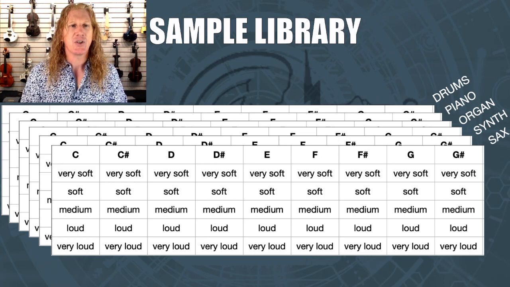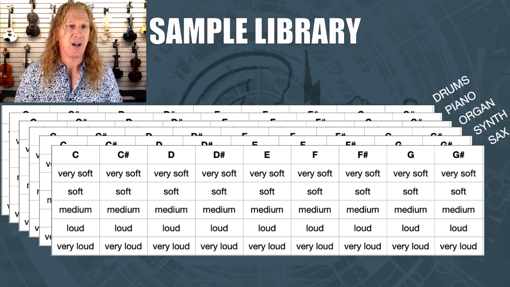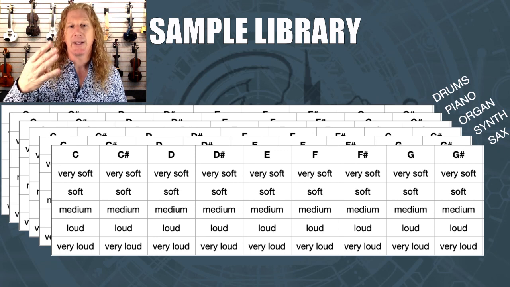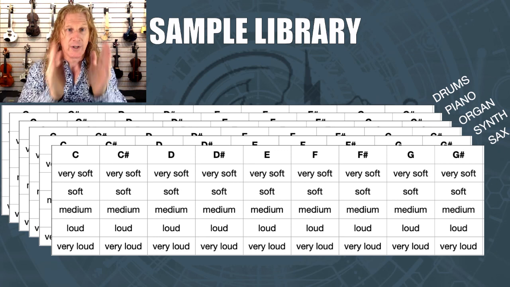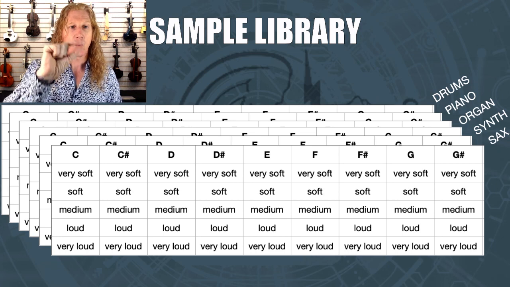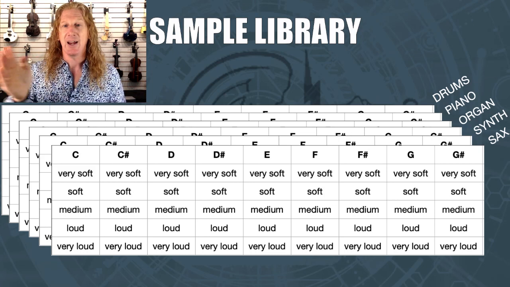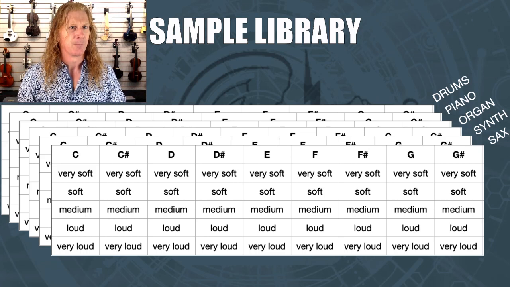We say, listen, I want you to play a middle C. I want you to play it 5 times. Play it very soft, play it medium, play it loud, play it very loud. I'm going to record each of those 5, and then each one of those recordings is going to go into one of these little cells in this sample library. And we're going to do this with every note that the instrument can play.